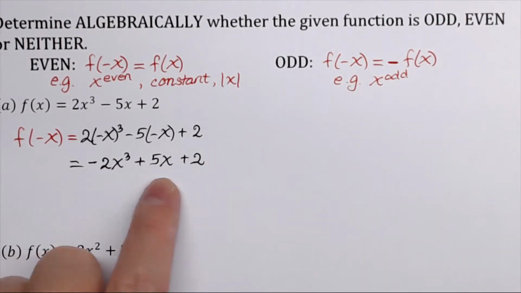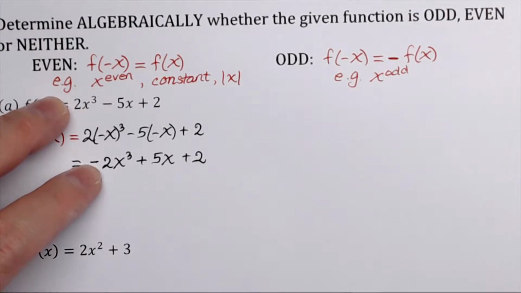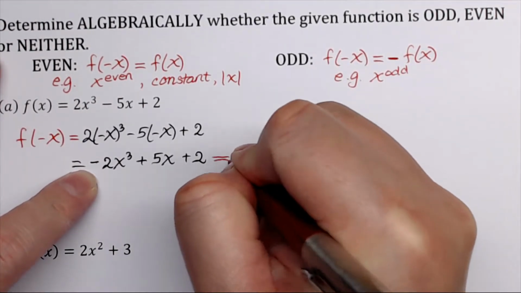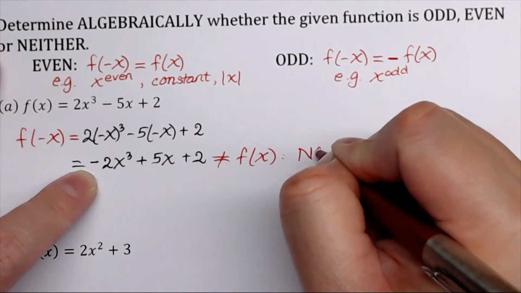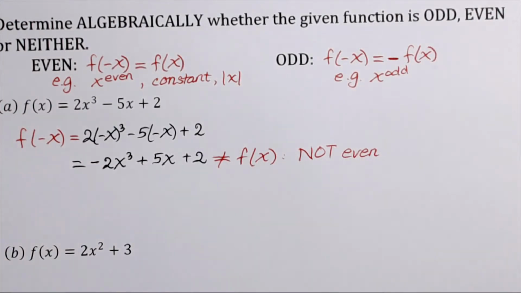Now we compare this to the original function, and they're not the same because here we have negative 2x squared. So it is not the original function, meaning it is not even. Right. Next we test to see if it is odd.